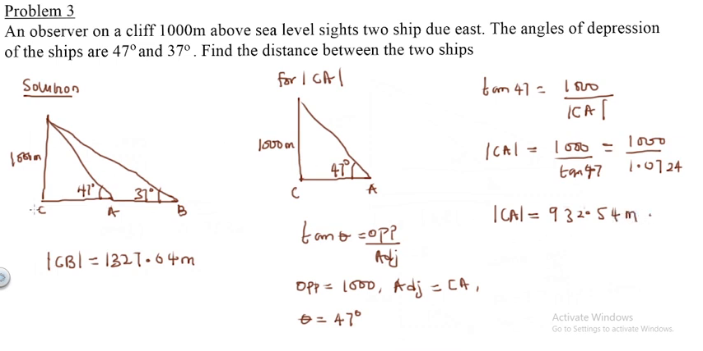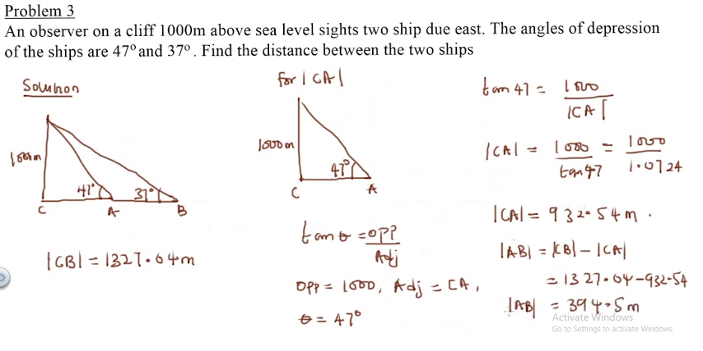Now that we have line CA and line CB, we can find line AB. So that line AB is equal to line CB minus line CA. We have to subtract this from this. That means that we have 1327.04 minus 932.54. This is equal to 394.5 meters.